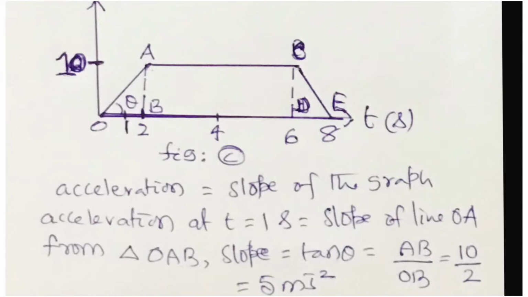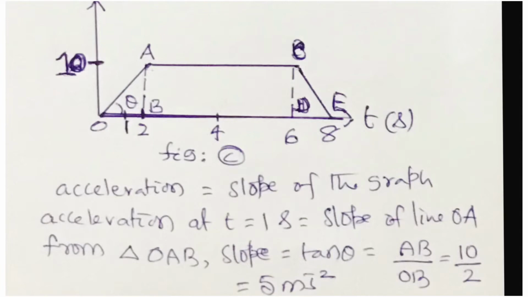Now, let us see the triangle OAB. In this triangle, OB is 2 seconds. We asked the acceleration at t equal to 1 second. So it is clear from the figure that the slope of the line OA will give us the acceleration at t equal to 1 second. So from triangle OAB we calculate tan theta, which is equal to AB by OB, which is equal to 10 by 2, which is equal to 5 meters per second squared. So the acceleration at t equal to 1 second is 5 meters per second squared.